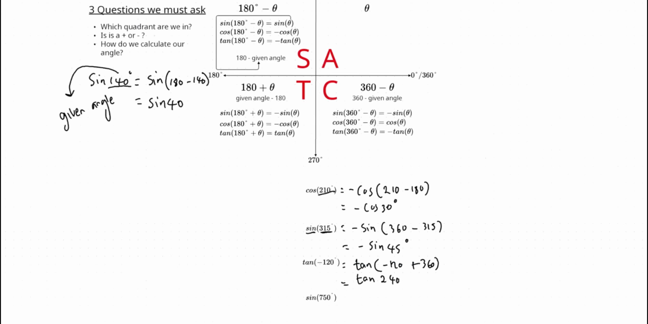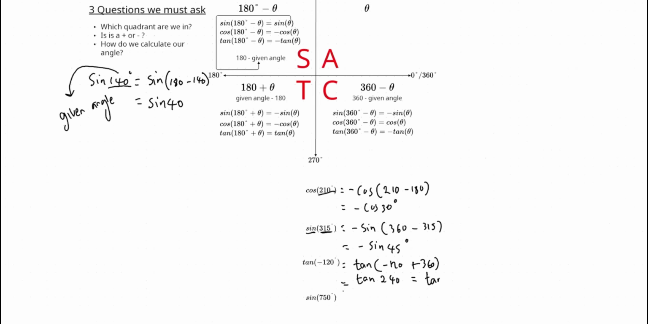Now we get back to these three questions. We find out which quadrant tan 240 is in, and we realize that tan 240 is in our third quadrant, between 180 and 270. Now we check: is tan positive when we reduce it in the third quadrant? Absolutely. It's the only one that is positive. So we know it's a positive tan.